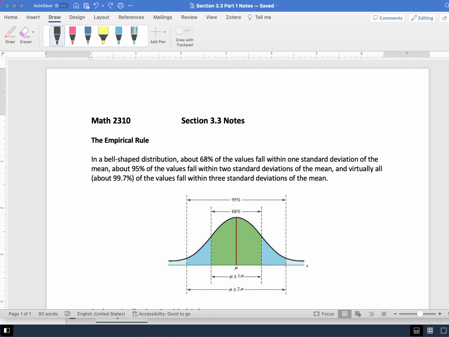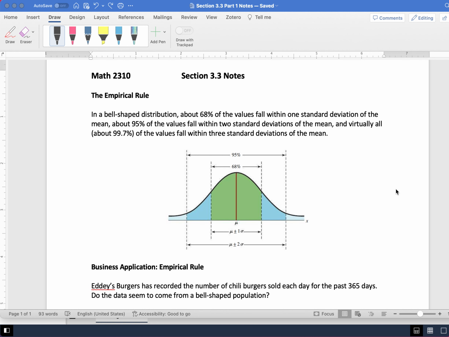In this video for section 3.3, we're going to talk about something called the empirical rule. The empirical rule describes a bell-shaped distribution, which looks like a bell. We also will later learn that this is called the normal curve. In a bell-shaped distribution, about 68% of the values fall within one standard deviation of the mean.